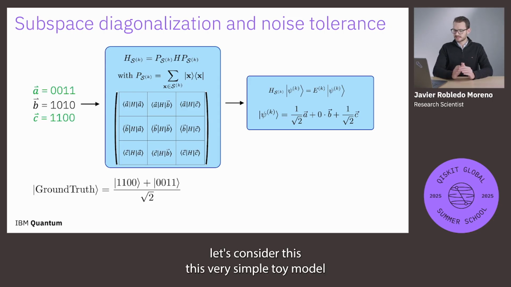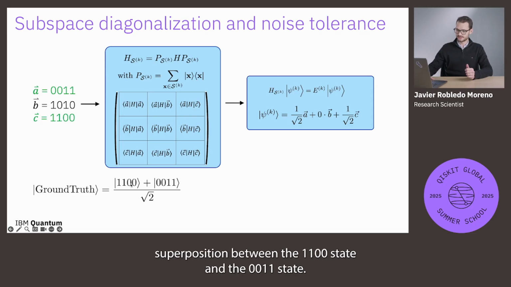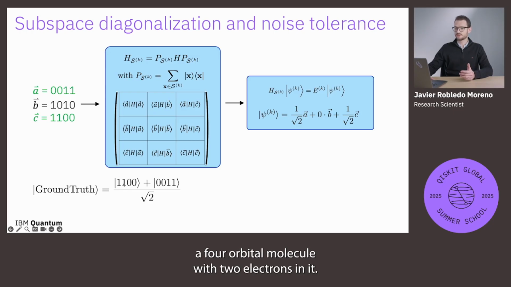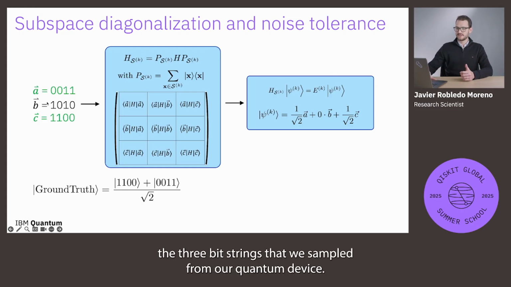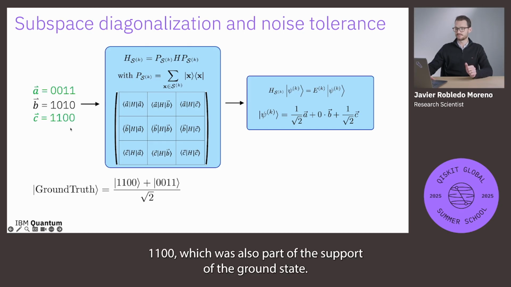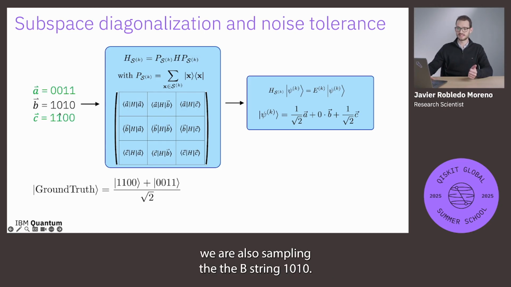Let's consider this very simple toy model where the ground state that we want to find is the linear superposition between the 1100 state and the 0011 state. For example, this could correspond to a 4-orbital molecule with 2 electrons in it. Now, let's say that these are the 3 bit strings that we sampled from our quantum device: 0011, great, that was part of the support of the ground state; 1100, which was also part of the support of the ground state; but let's say that because of the effect of noise, we're also sampling the bit string 1010.